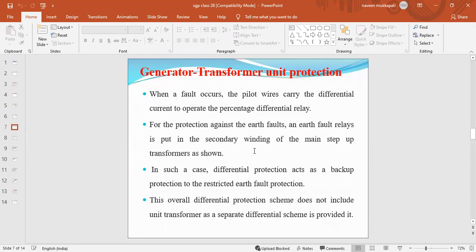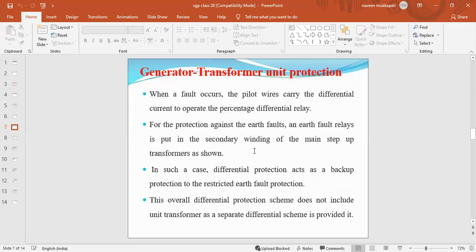In such cases, differential protection acts as a backup protection to the restricted earth fault protection. At the same time we are checking the differential protection and also the restricted earth fault protection. Both relays operate when earth faults, phase-to-phase faults or overloads are obtained.